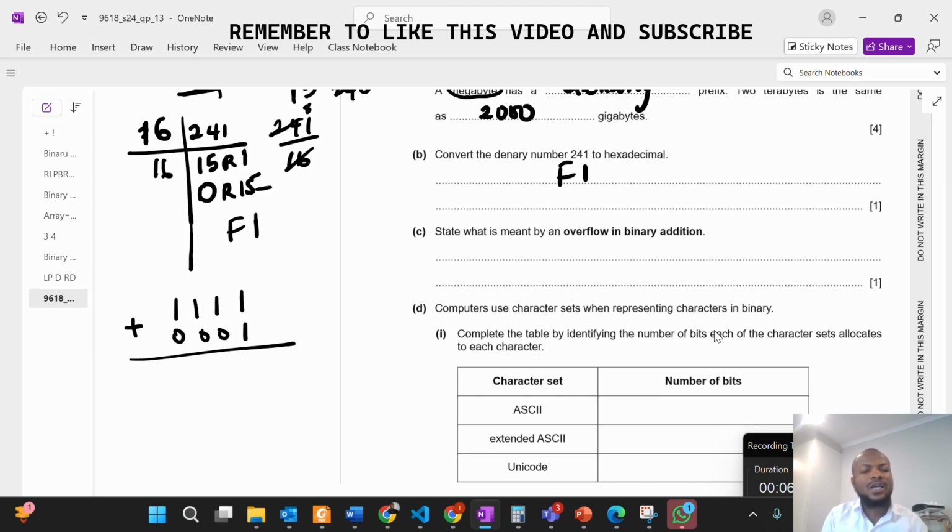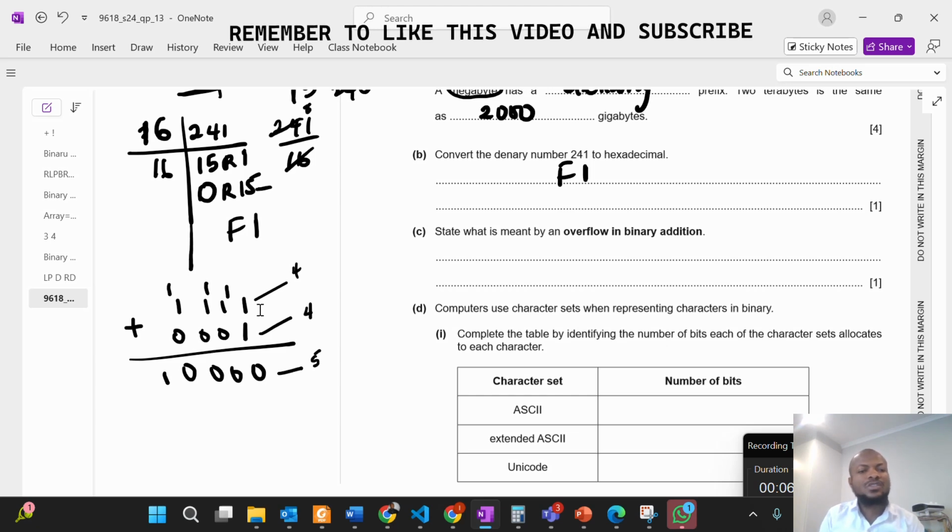When these two numbers are added, 1 plus 1 is 10, okay? If you take a look at this example, 4 bits are added here, 4 bits are added here, but the result is 5 bits. So that means this answer is too long, or it exceeds the bit limit of the numbers added. So the last digit is the overflow.